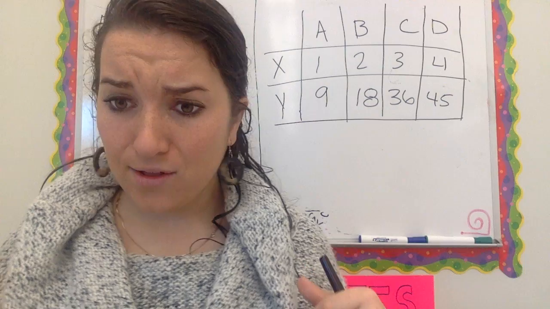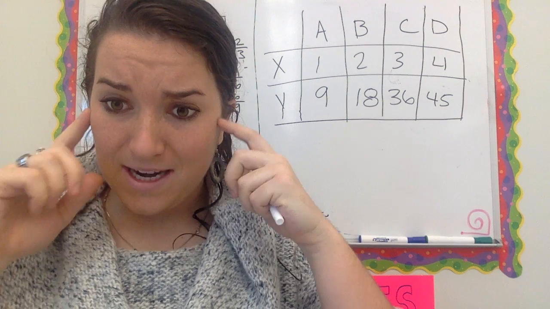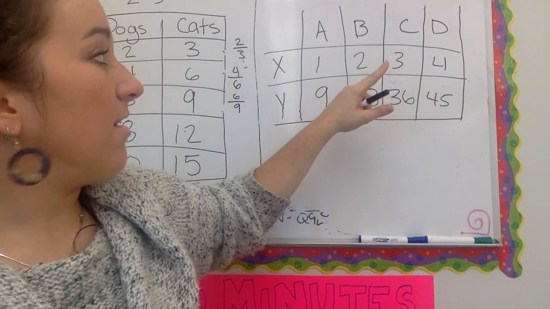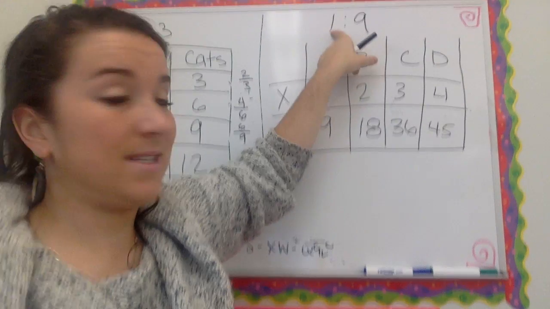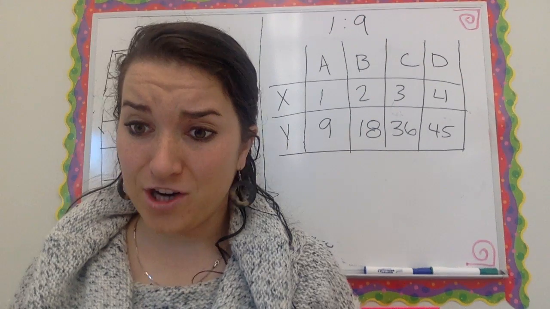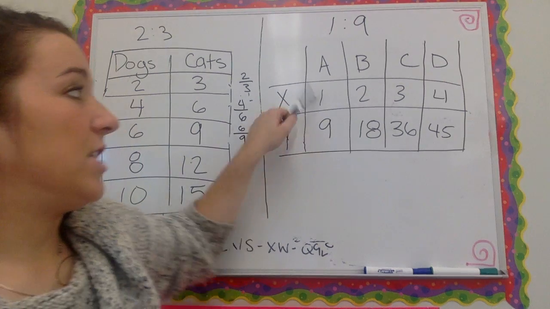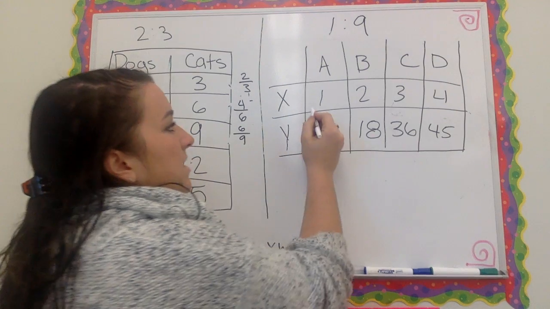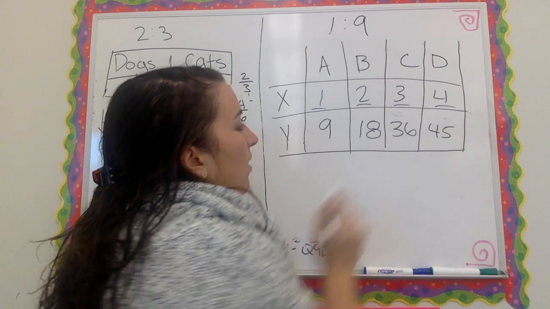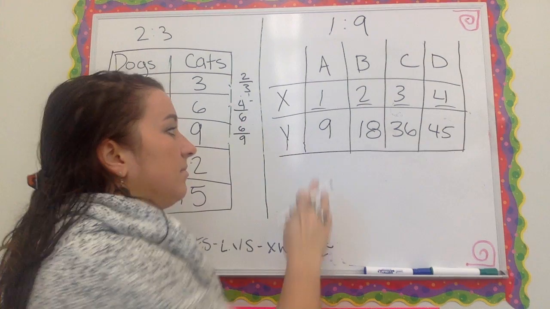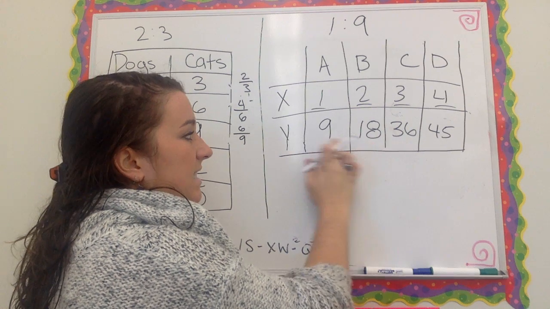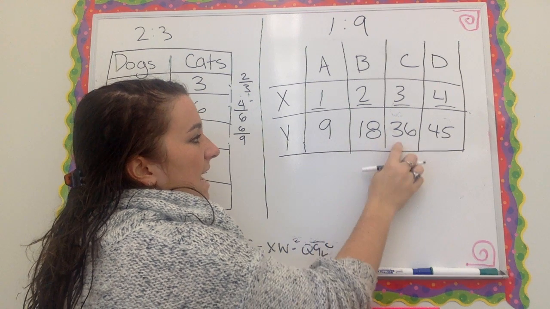I already learned the pattern from the last problem that I need my ratio to be skip counting. So the first one should be skip counting by 1s, and the second one should be skip counting by 9s because that's my ratio, 1:9. First I'm going to check that the first one skip counted by 1. I see 1, 2, 3, 4. Yep, that's right. Then I go back. I see 9, 18. 9 plus 9 is 18.